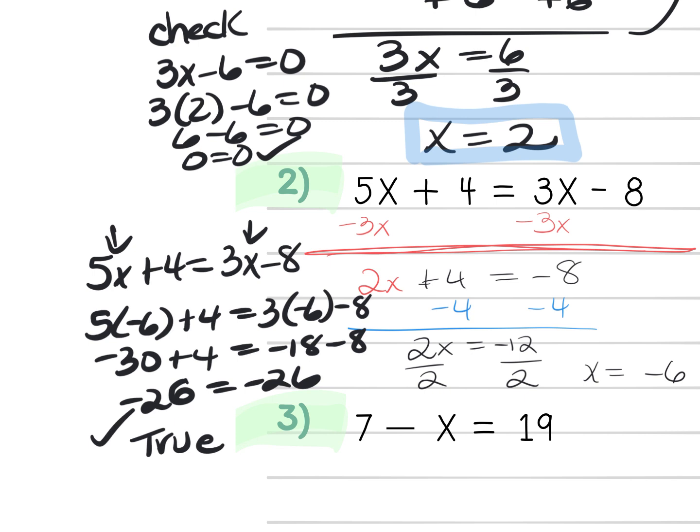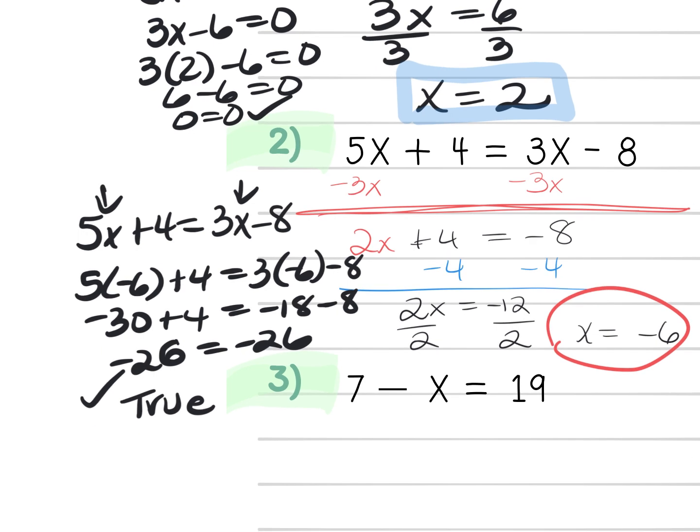So by substituting it back in, I found that I did get the correct answer of x equals negative 6. Again, this check is optional. If you have time to do it, by all means do it. Let's try the next one.